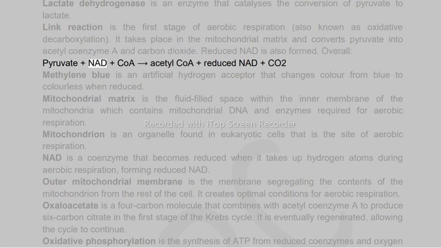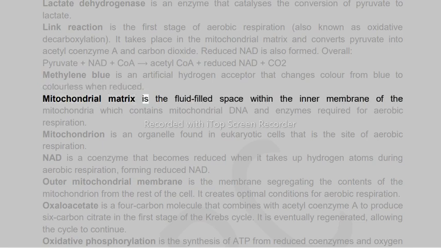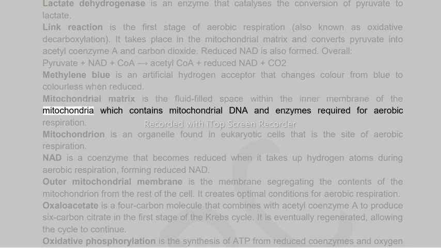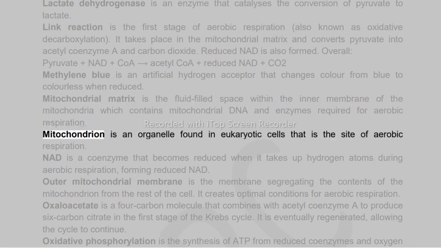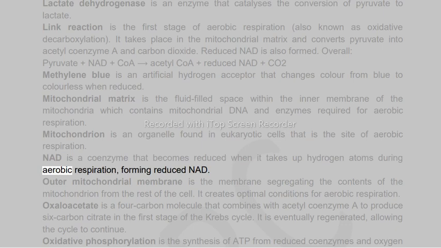Overall, pyruvate plus NAD gives acetyl-CoA plus reduced NAD plus CO2. Methylene blue is an artificial hydrogen acceptor that changes color from blue to colorless when reduced. Mitochondrial matrix is the fluid-filled base within the inner membrane of the mitochondria which contains mitochondrial DNA and enzymes required for aerobic respiration. Mitochondrion is an organelle found in eukaryotic cells that is the site of aerobic respiration. NAD is a coenzyme that becomes reduced when it takes up hydrogen atoms during aerobic respiration, forming reduced NAD.